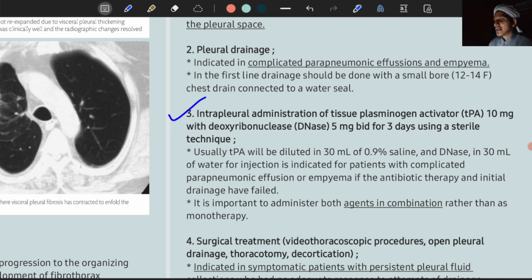Usually TPA will be diluted in 30 ml of normal saline and DNase in 30 ml of normal saline for injection. It is indicated for patients with complicated parapneumonic effusion or empyema if the antibiotic therapy and initial drainage have failed, okay. Or you can give all the three things combined in complicated parapneumonic effusion and empyema, all the three, okay. And in this one, it is important to administer both TPA and DNase simultaneously, not separately or as monotherapy, okay. That you should remember.